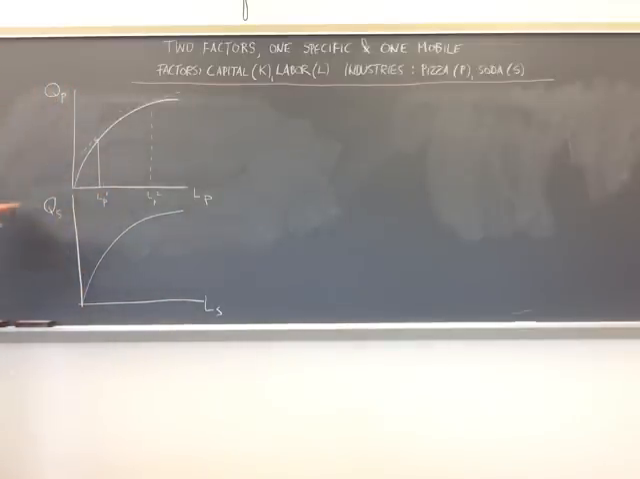All right. Can you also see here that the amount of output that we have in the pizza industry and the soda industry is completely determined by how many workers are working in each of the 2 industries? You're nodding, okay? This classroom has never been this quiet.